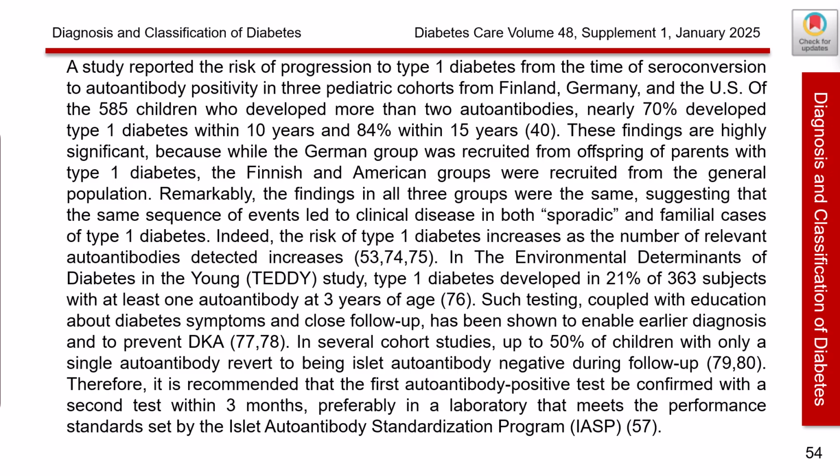These findings are highly significant because while the German group was recruited from offspring of parents with type 1 diabetes, the Finnish and American groups were recruited from the general population. Remarkably, the findings in all 3 groups were the same, suggesting that the same sequence of events led to clinical disease in both sporadic and familial cases of type 1 diabetes.